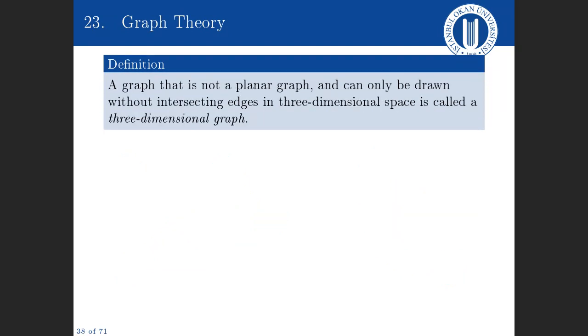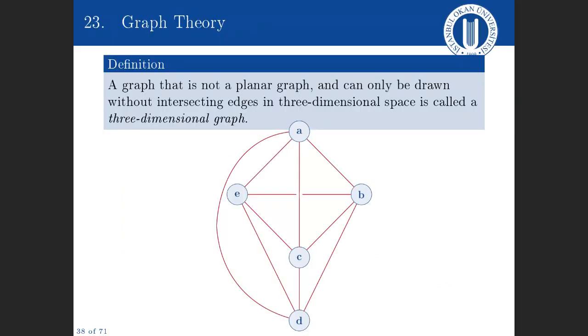Sometimes that's not possible. A graph that is not a planar graph, that means we can't draw it in two-dimensional space without intersecting edges. We can only draw it in 3-dimensional space. It's called a 3-dimensional graph. For example, this is a 3-dimensional graph.